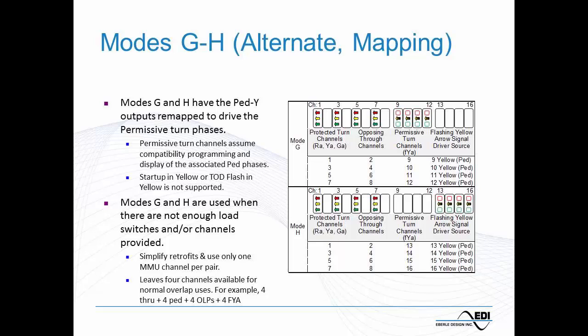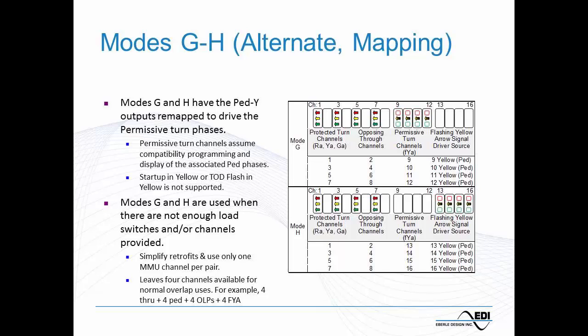So channel 13, we're going to program the jumpers on the program card based on the permissive programming for phase 2 PED, phase 4 PED, phase 6 PED, and phase 8 PED. In general, the permissive programming for the flashing yellow arrow will be exactly the same as those associated PED channels. But this is something you have to confirm. There are some scenarios where they're not the same. If that's the case, mode G and H won't work.